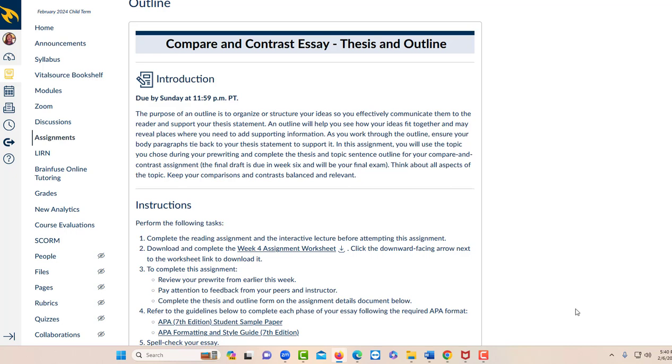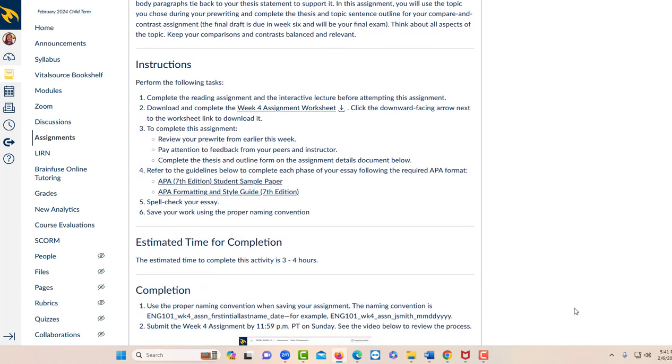In this assignment, you will use the topic you chose during your pre-writing and complete the thesis and topic sentence outline for your compare and contrast assignment. The final draft is due in week 6 and will be your final exam. Think about all aspects of the topic. Keep your comparisons and contrasts balanced and relevant. Complete the reading assignment and the interactive lecture before attempting this assignment.